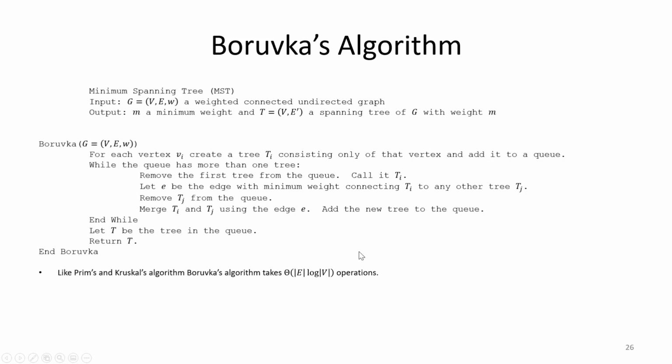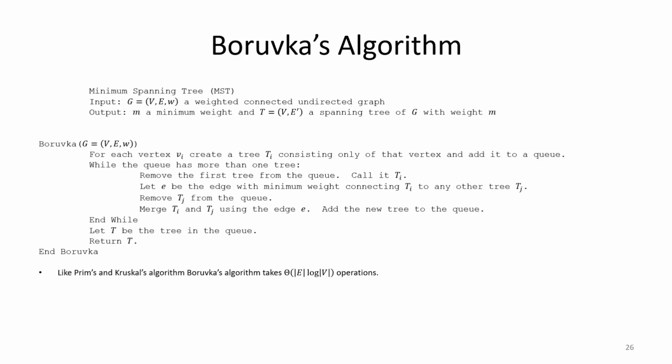So to start out, he's going to go through each of the vertices and treat each one as a tree. And he's just going to stick them in a queue, in an arbitrary order. Okay, they're not weighted in any way. Now, while the queue has more than one tree, because when we only have one tree, we're done, we're going to take the first one out. Whatever it is, I'll call it Ti at this step. All right. Then we're going to create.